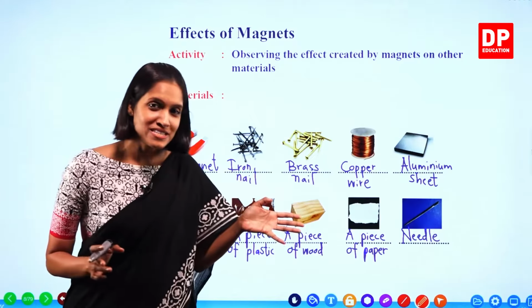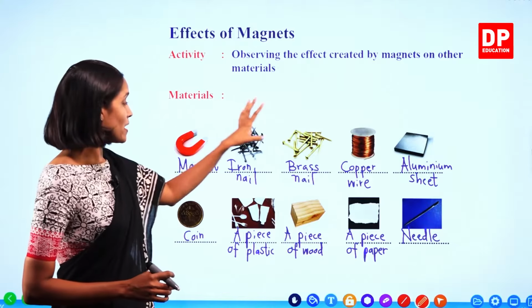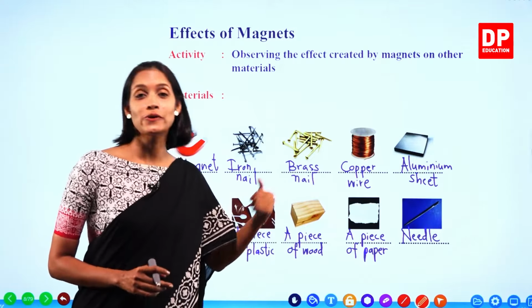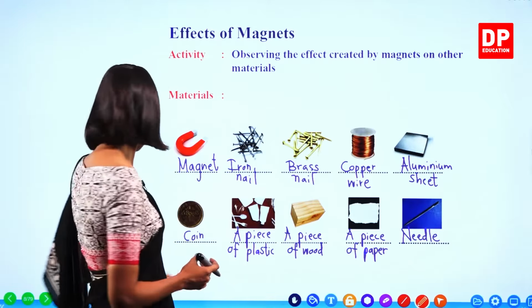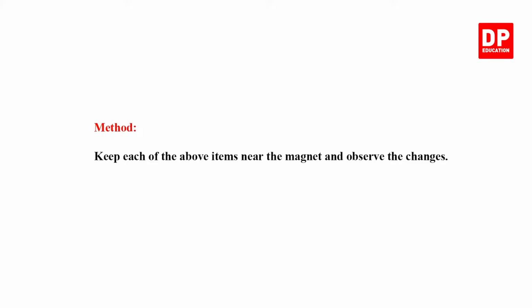So how to do this activity? It's very easy. You just have to hold this magnet over each of these materials and check whether they get attracted towards the magnet. Okay, children? So let's go to the method. The method is: keep each of the above items near the magnet and observe the changes.